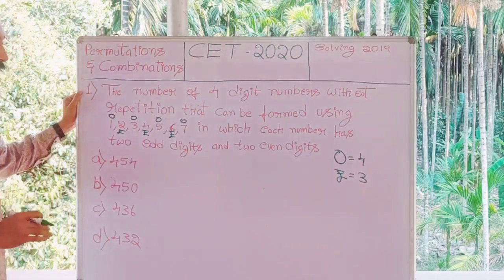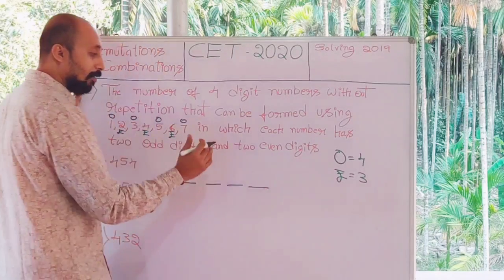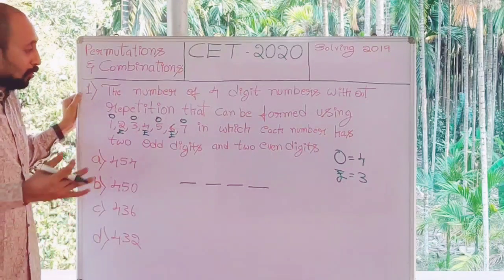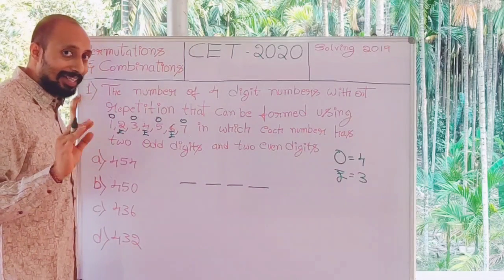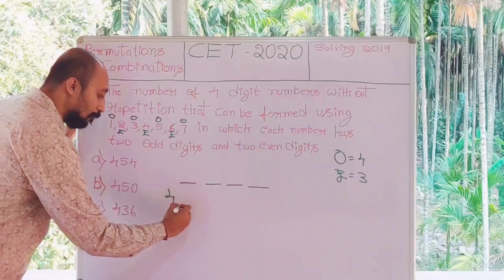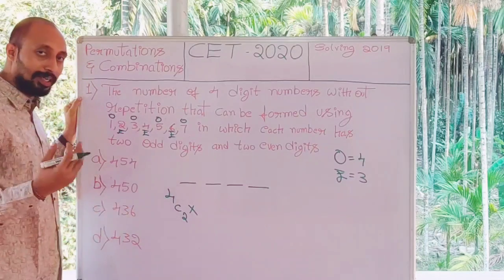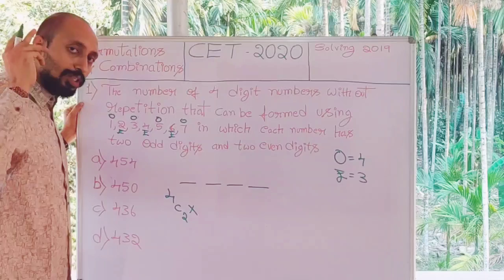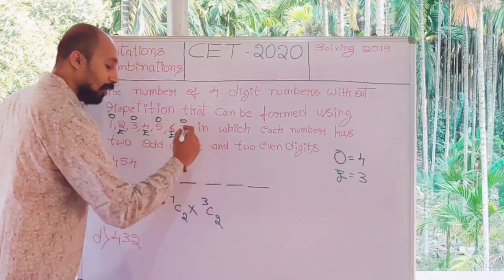What they are saying is, in a 4-digit number, 4-digit means there will be 4 places. In a 4-digit number, 2 should be even and 2 should be odd. So out of these 4, any 2 I have to choose. I am not arranging here. Out of these 4, I have to choose any 2 odd numbers. So I will choose 4C2. I am choosing 2 things out of 4, so it is selection. Out of 3 even numbers, I have to choose any 2 even numbers.